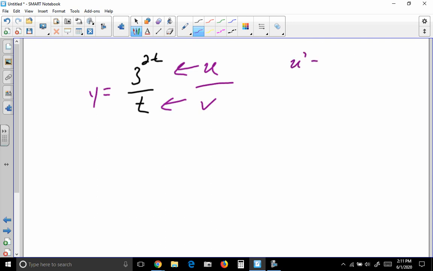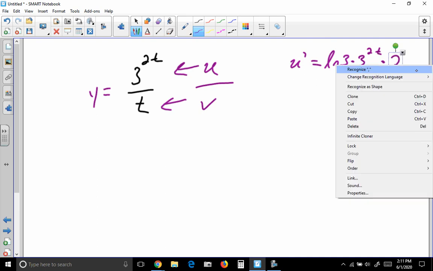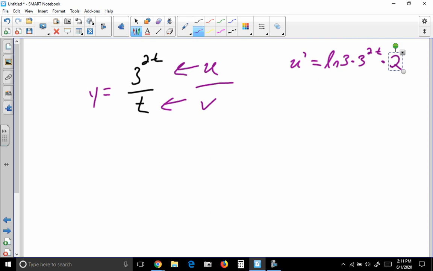So if we take the derivative of the numerator, that's going to be natural log of the base times a to the u times the derivative of the exponent. Well, what's the derivative of 2t? That's just 2. So we could just call that 2 natural log 3 times 3 to the 2t. So that's the derivative of the numerator. If we take the derivative of the denominator, if the denominator is t, the derivative of that is just 1.